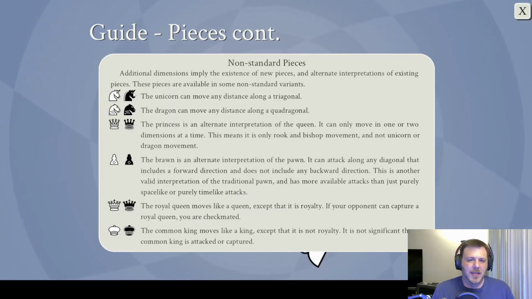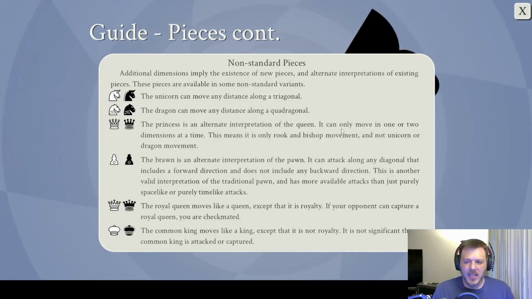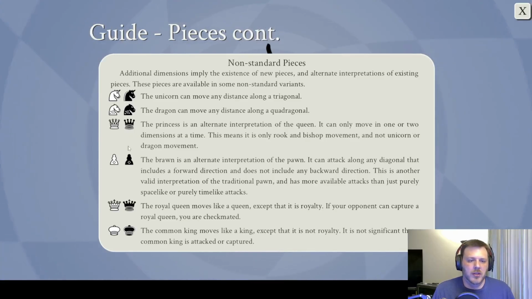and non-standard pieces. The unicorn can move any distance along a triangle. The dragon can move any distance along a quadrangle. The princess is an alternate interpretation of the queen. It can only move in 1 or 2 dimensions at a time. This means it is only rook and bishop movement, not unicorn or dragon movement.